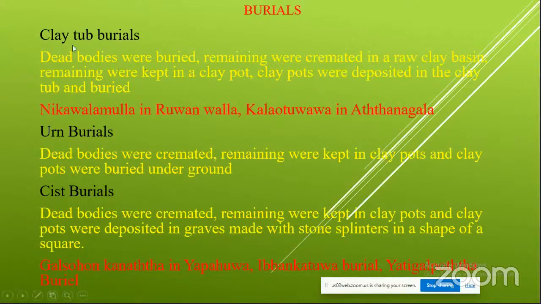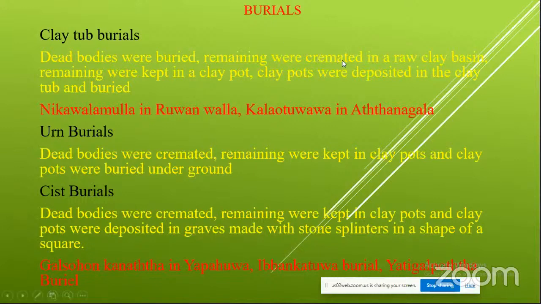So clay tub burials, urn burials, cist burials. These are the three types of burials that they experienced during the proto-historic time period. Clay tub burials means the dead bodies were buried outside as usual, as they had done in the Stone Age. Then after keeping the dead body for some time, the remainings were there. So what are the remainings? The skeletons. The remainings were cremated.